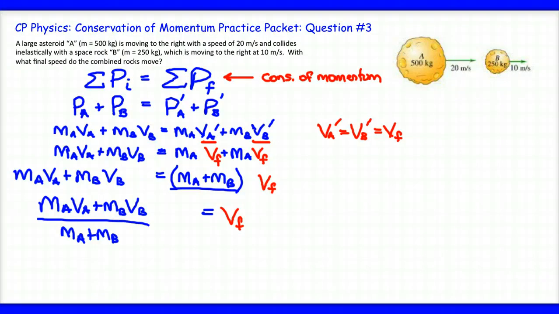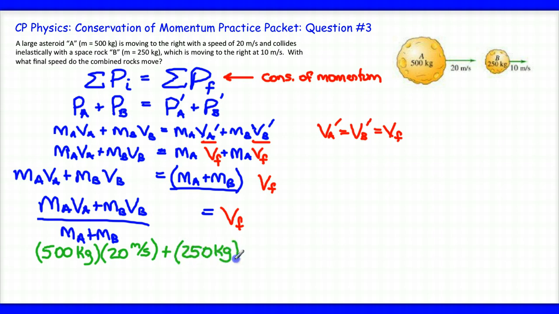The mass of the asteroid, or MA, is 500 kilograms. I'm going to multiply that by the velocity it has, which is initially 20 meters per second. Notice that this is to the right, so by convention, I'll keep that positive. And I'm going to add to it the mass of the space rock, which is 250 kilograms, multiplied by the velocity of the space rock, which is also in the positive direction, but a smaller magnitude, 10 meters per second. And I need to divide that by the sum of the two, 750 kilograms, the sum of the asteroid and the space rock.